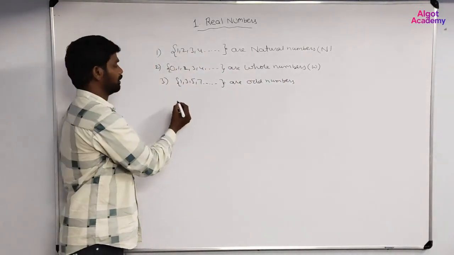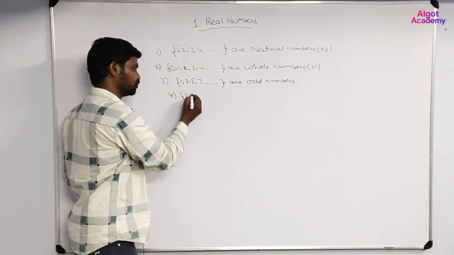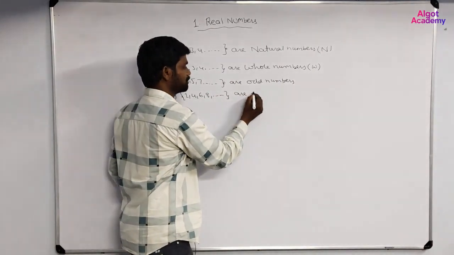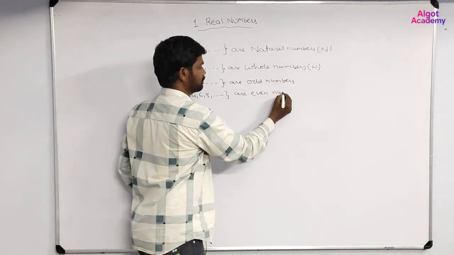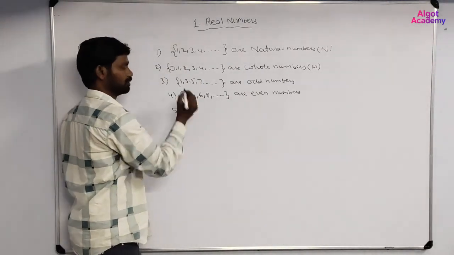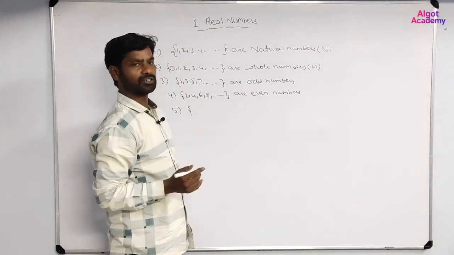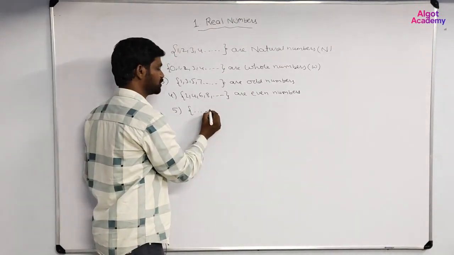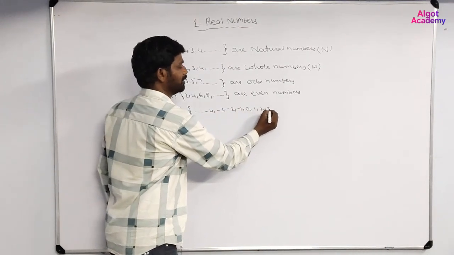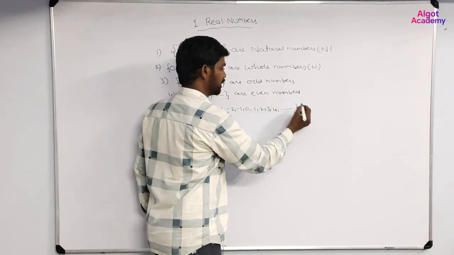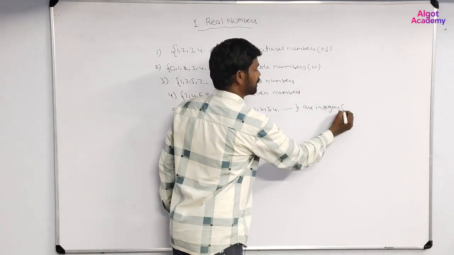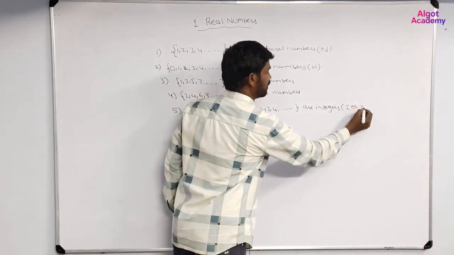Next, the set of numbers like 2, 4, 6, 8, and so on are even numbers. Next, the set of numbers which have negative and positive are called integers. They are denoted by letter I or Z.